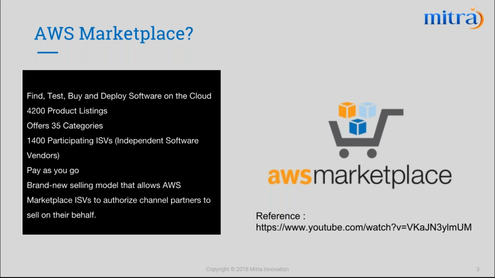The seller model has been made very user-friendly. It's a pay-as-you-go model where you will only be paying for the resources and the duration that you use them. And at last year's AWS re:Invent, the biggest AWS event held annually, where they introduce the latest innovations and also changes to their existing structure and models, they introduced a new seller model where independent software vendors can authorize channel partners to sell on their behalf, which has made a win-win situation for both parties.